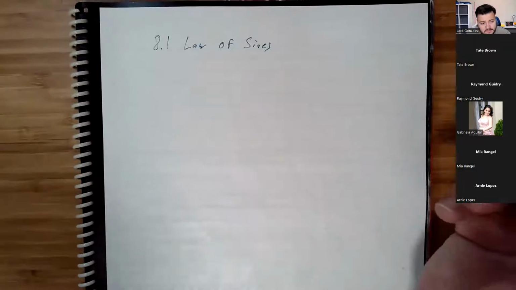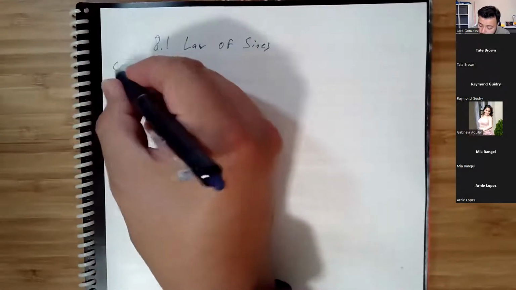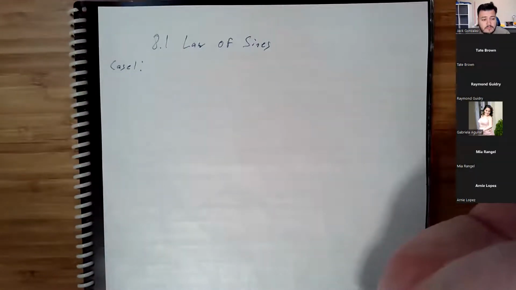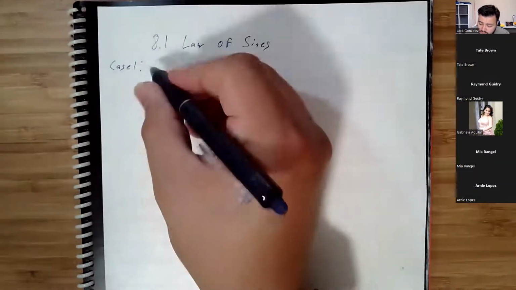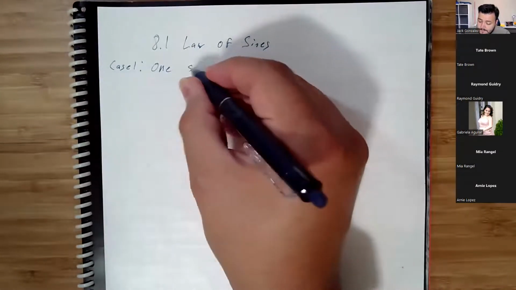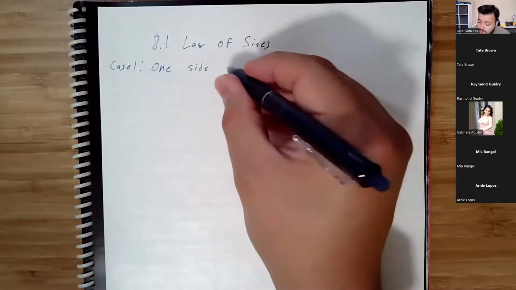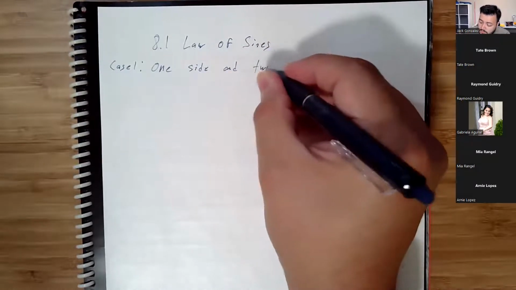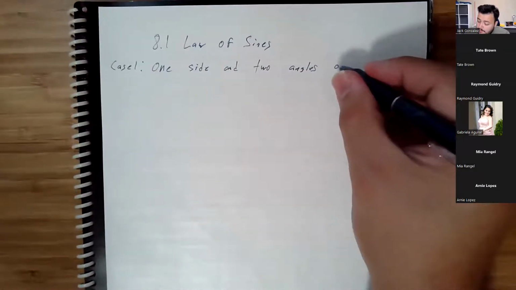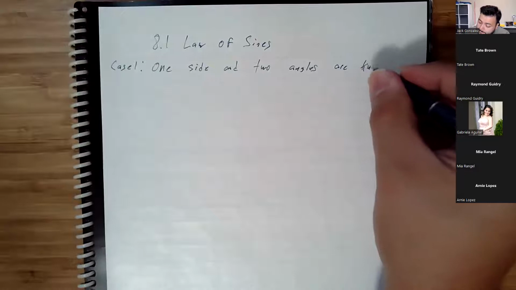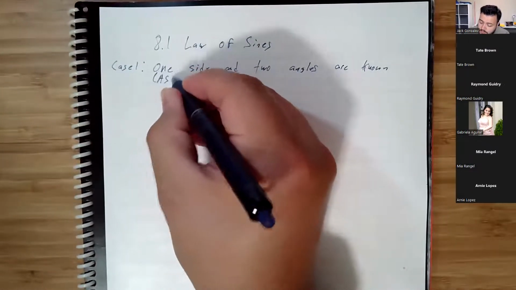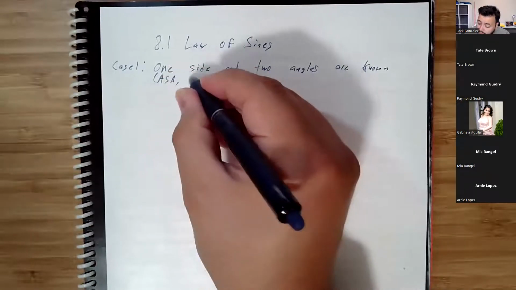Okay, so law of sine. There's three cases. Case one means you have one side and two angles. As long as you have that, you are allowed to use law of sines. One side and two angles are known. The book calls these ASA and SAA.